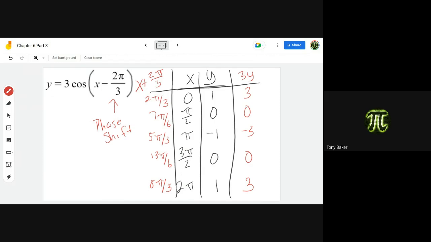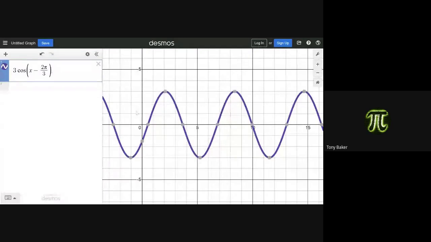So we've got 3 cosine and over 3. So if we looked at this graph, there's my 2 pi over 3. Notice how it's shifted over. Because that point normally would have been right here at 1. Or in this case at 3, because the amplitude changed. So that right there is known as a phase shift. It's shifting it over. Okay.